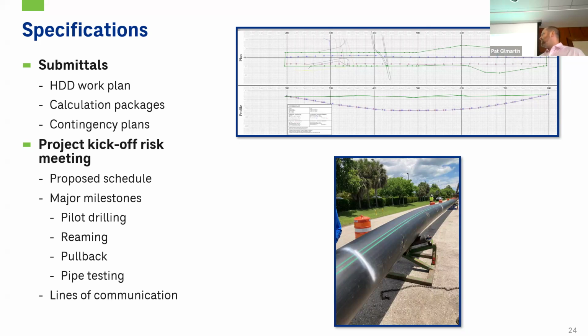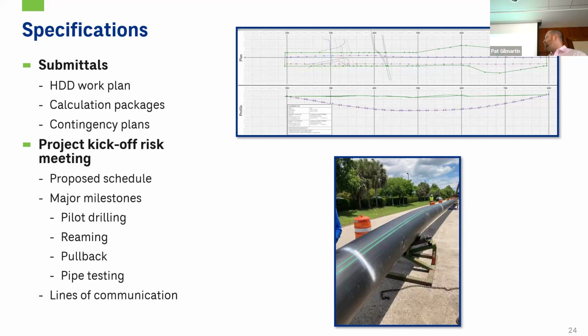We also require them to have their HDD work plan. How are they doing the construction? What are your mud weights? What type of equipment? And our contingency plan. So frac out is usually the biggest contingency plan. What will you do from the environmental standpoint to close up those holes? Will you have vacuum excavation equipment on site? Will you have hay bales to contain? For water drills, making sure that they have booms on site that can contain that mud. And I'll show you one project where we actually had to use those.